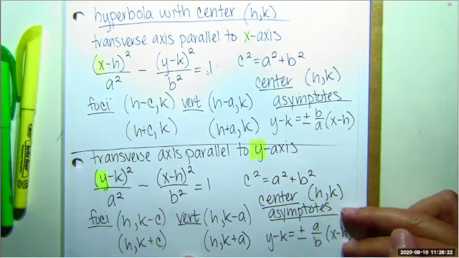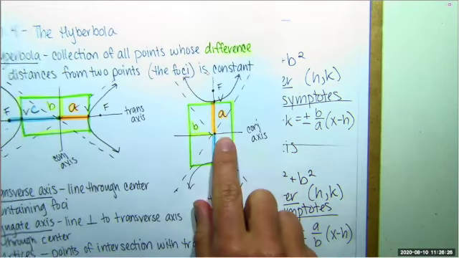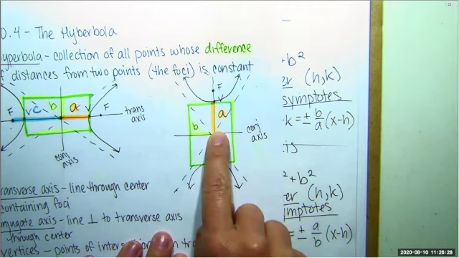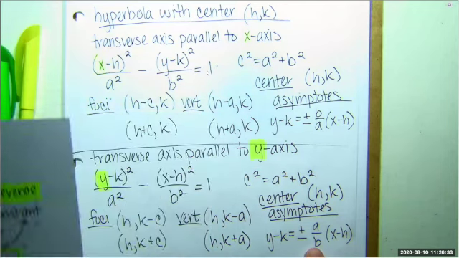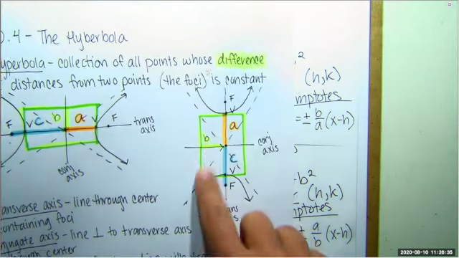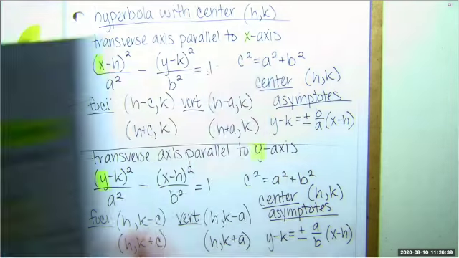Okay, let's look at our asymptotes down here for when our transverse axis is parallel to the y-axis. If we look at this picture, our rise is A, our run is B, so we assume that the slope here should be A over B, and we have plus or minus, so here's one with a positive slope, and here's one with a negative slope of A over B.